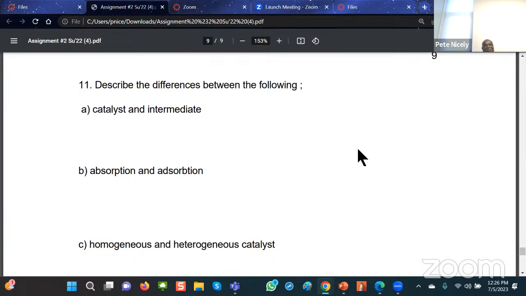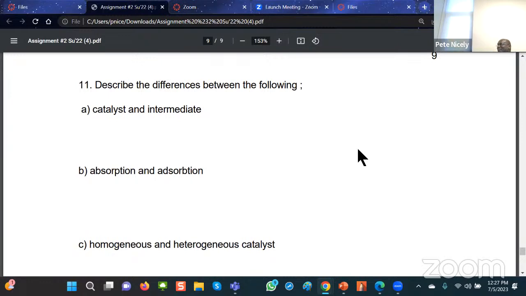Now, speaking of catalysts, let me just talk about, before I move on to the other terms, I spent some time in the videos talking about some terms in relation to catalysts. Firstly, we talked about, if I remember correctly, the difference between a homogeneous catalyst and a heterogeneous catalyst, which is what part C of question 11 is asking about, right? So let me see if you can tell me what's the difference between a homogeneous catalyst and a heterogeneous catalyst.